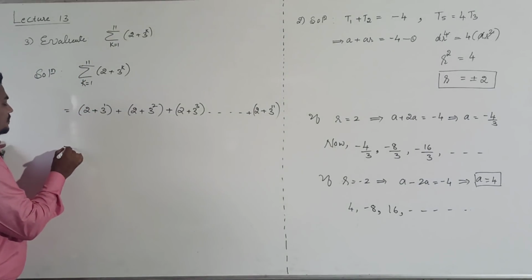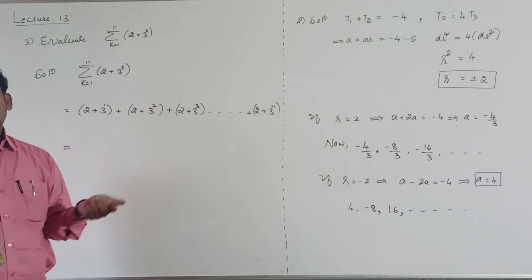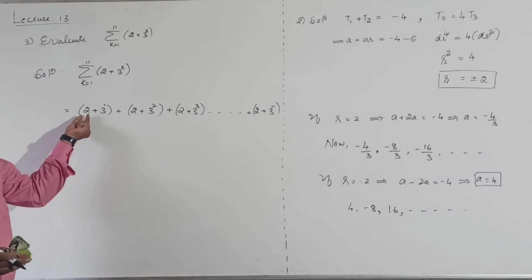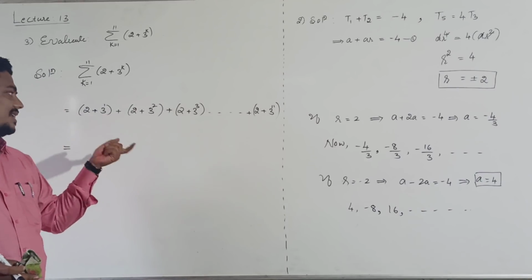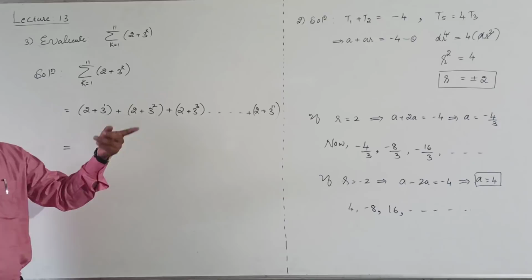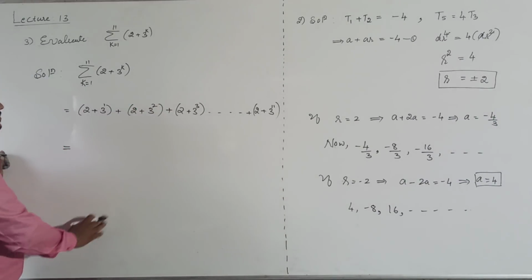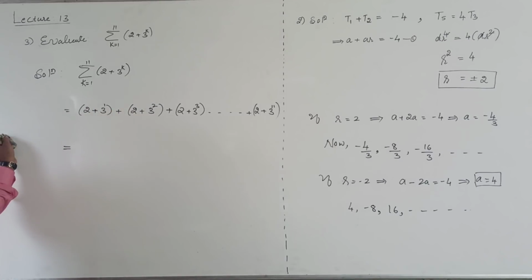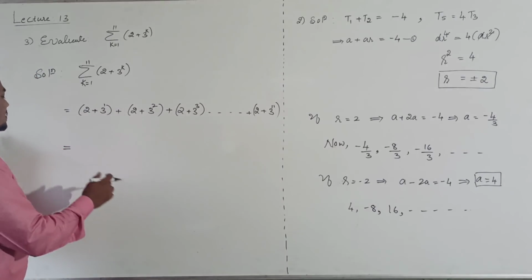Now just look at this series, whether it is AP or GP. The first terms are 2, 2, 2, 2, and the second terms are 3 power 1, 3 power 2, 3 power 3, and so on. Second terms are in GP. First terms are also in GP, or else rewrite it.